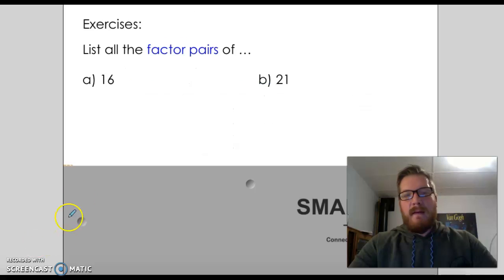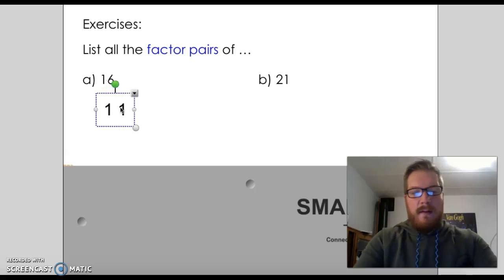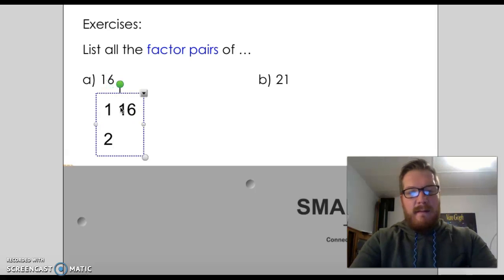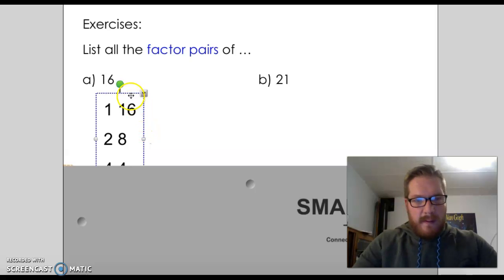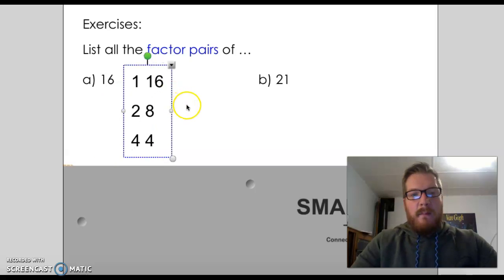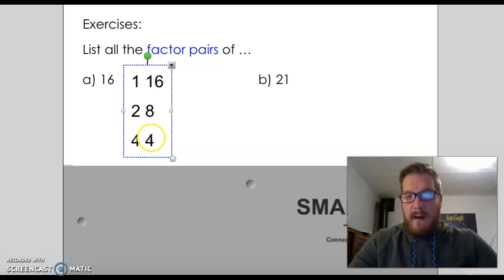Anyway, so we have all the factor pairs of 16. That's 1 and 16, that's 2 and 8, and it's 4 and 4. I kind of made it too small. But I don't have to go any further because I've already got a repeat there. So these are all my factors of 16: 1, 2, 4, 8, and 16.